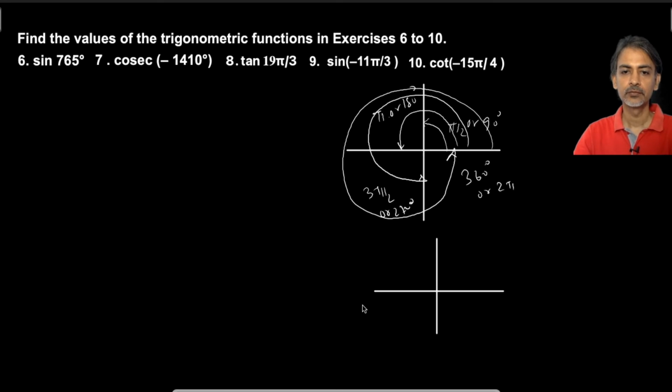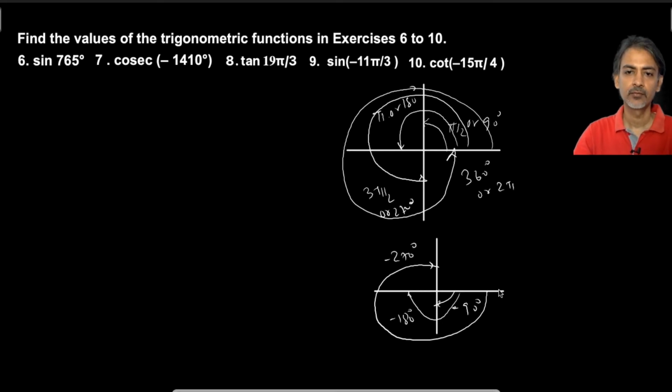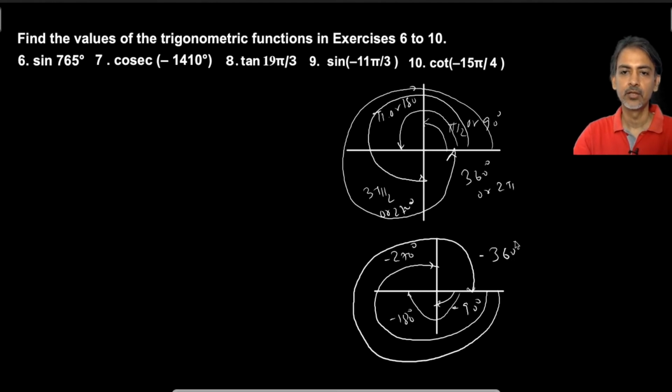Like here to here, it will be minus 90 degrees. Then from up to here, it will be minus 180 degrees. And then from here to here, it will be minus 270 degrees. And from this side, from here to here, it will be minus 360 degrees. So in this direction the angles are negative. So you can actually look at this relation as well.